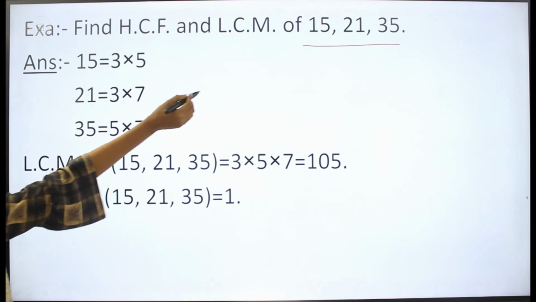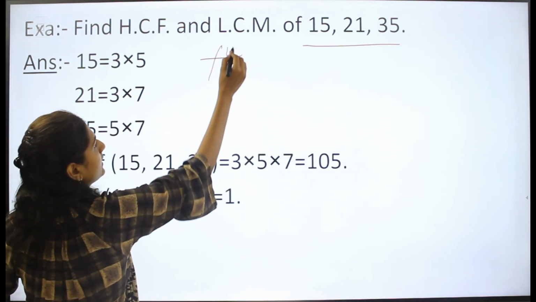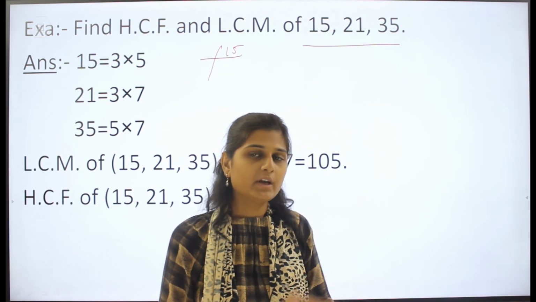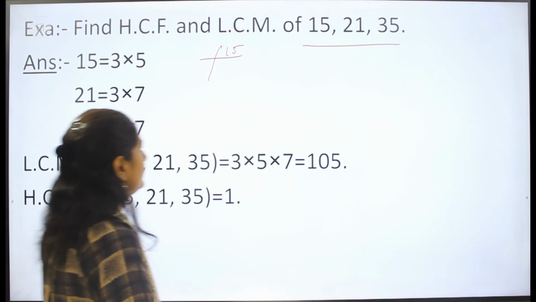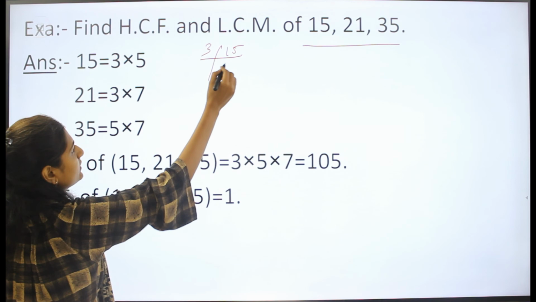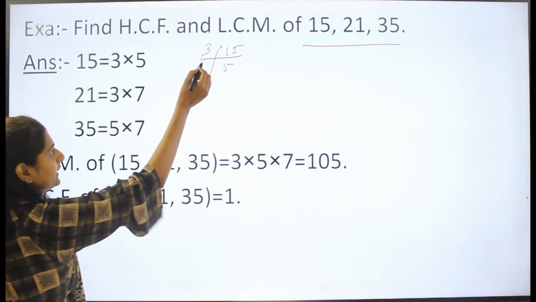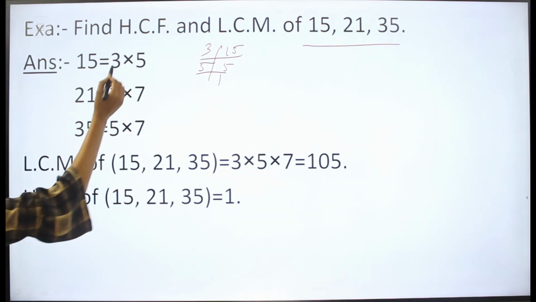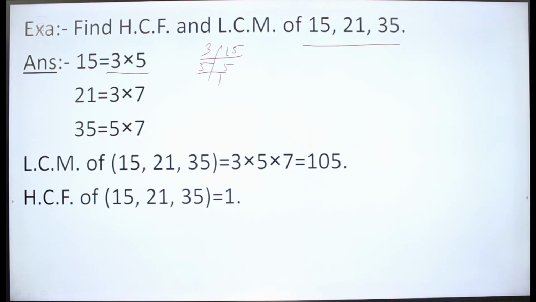So first we have found the factors of 15. 15 is not divisible by 2, so we have to go to 3. It is divisible by 3, so 3 fives are 15, and then you can write 5 ones are 5. So the factorization of 15 is 3 multiplied by 5.